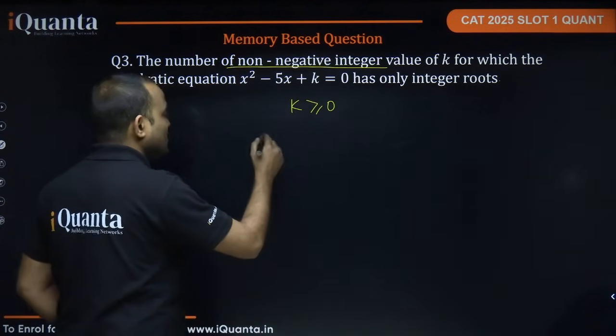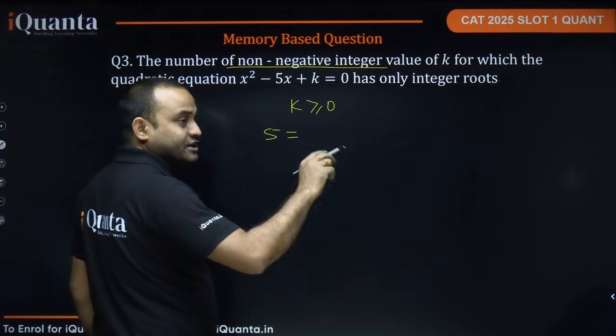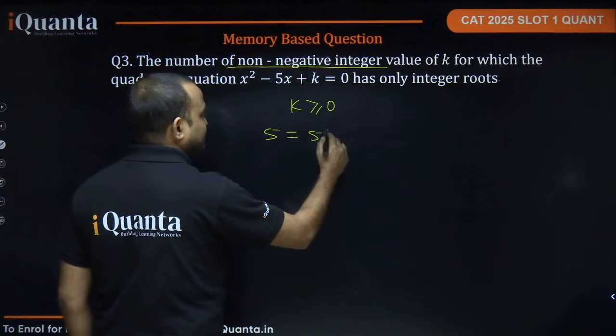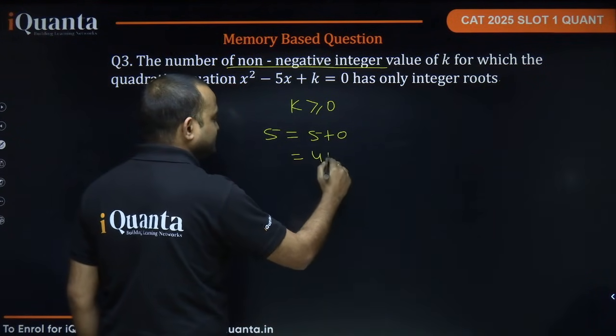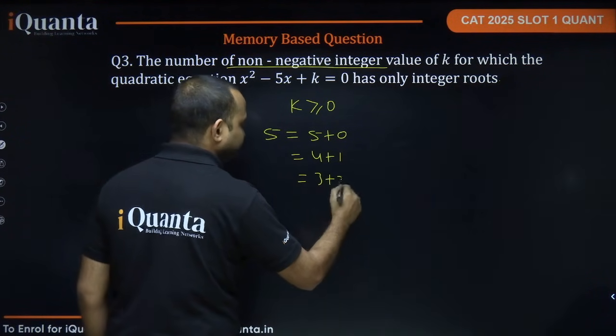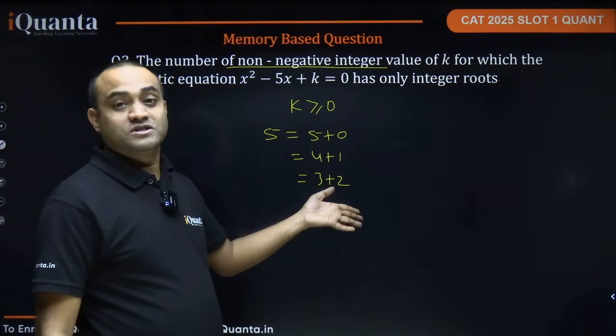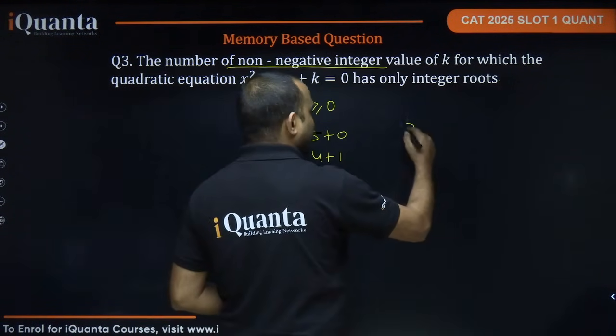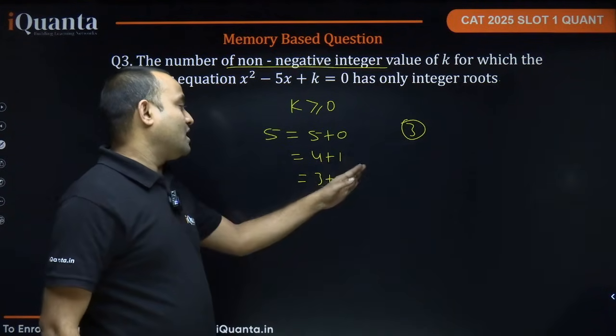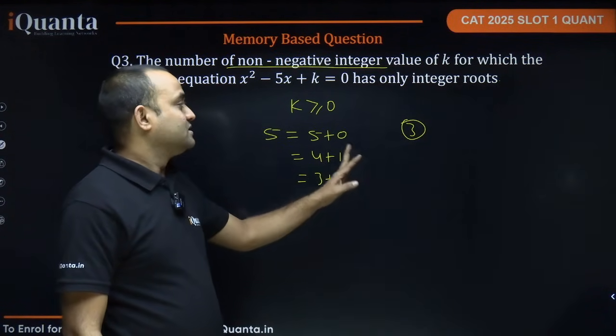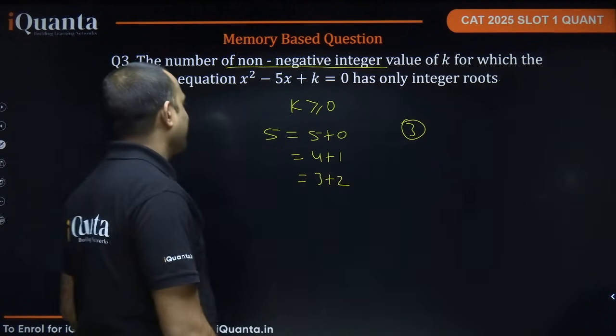So basically, we need to break 5 into 2 roots such that their product is either positive or 0. Only 3 cases are possible, right? So these will be the values of k can be 0 or 4 or 6. That's it. So answer for this question was 3.